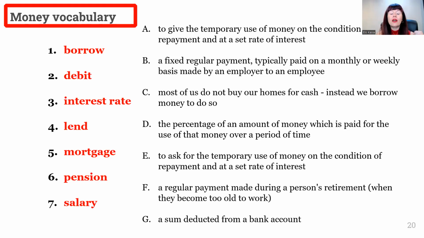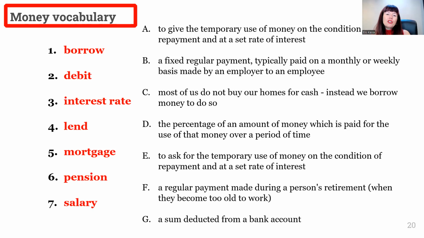Okay, we're going to have a look at some more vocabulary connected with money and different types of money. Okay, so we have borrow, debit, interest rate, lend, mortgage, pension, salary. We have come across some of them already in this presentation, but I think one or two could be new as well. And it's always a good idea to practice your vocabulary because you don't learn it in one go.